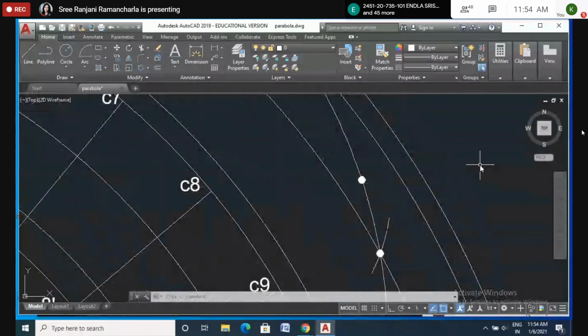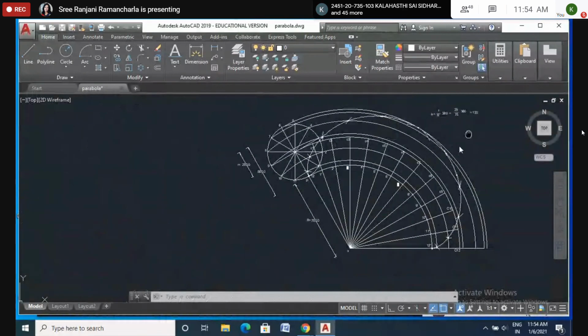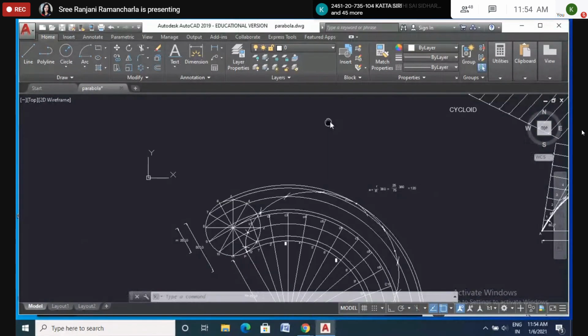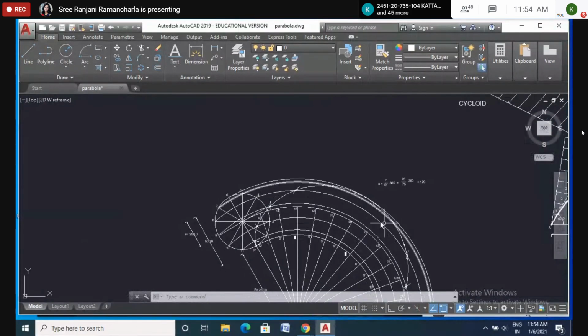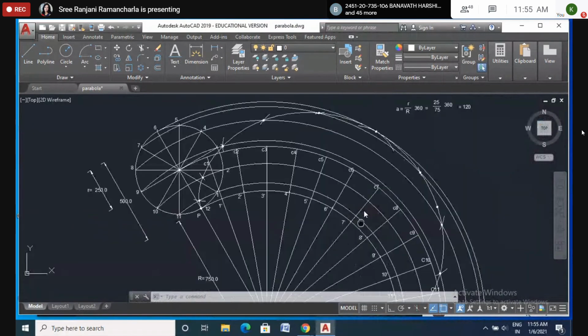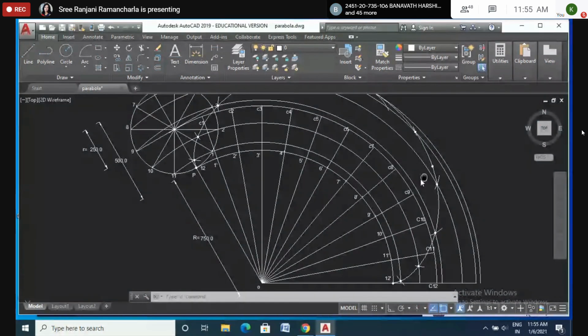So the previous in the cycloid, I have taken a point here. In the cycloid, I have taken point here. But in this, I want to take here. No problem. If you take here also, same way. How you have drawn, same way. So here at P, this is the point.